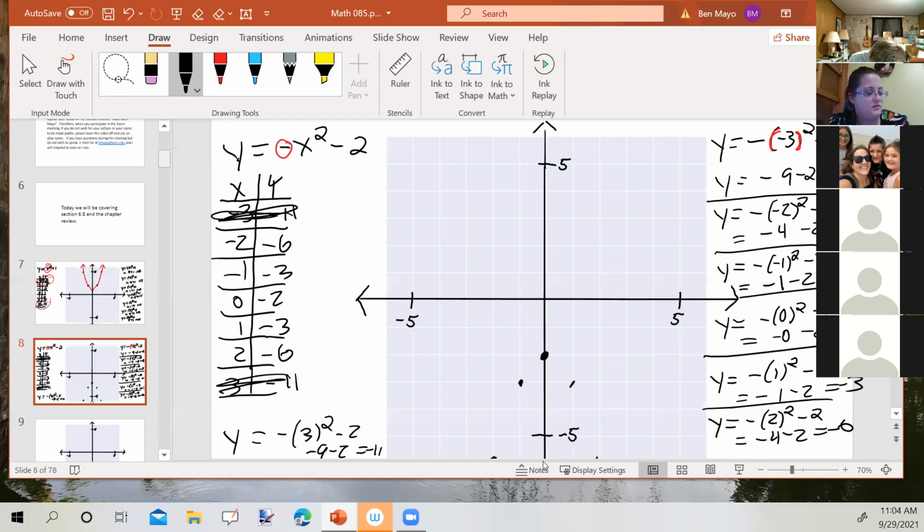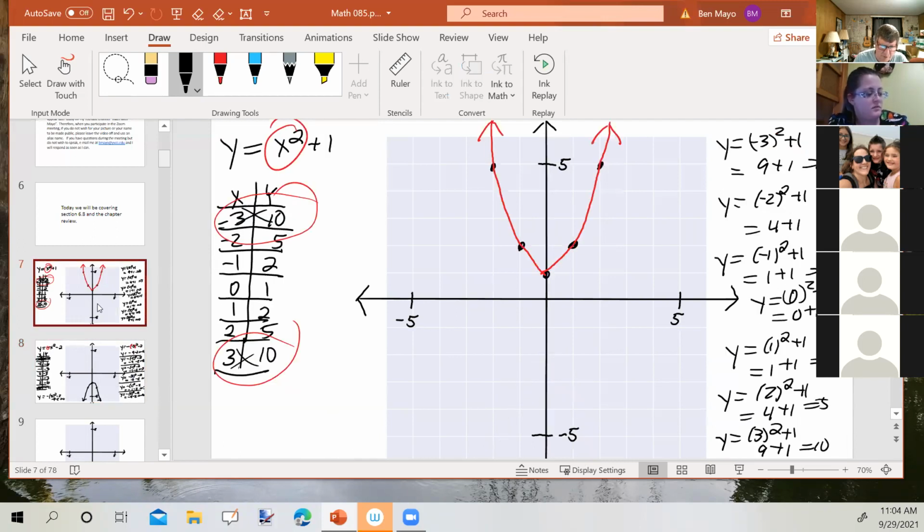Okay, so our graph is going to look like that. Notice this one opened downwards, this one opened upwards. When we get to chapter 10, I think it is, we'll be graphing these kinds of things more extensively. But right now, they're just giving you a little taste of it.